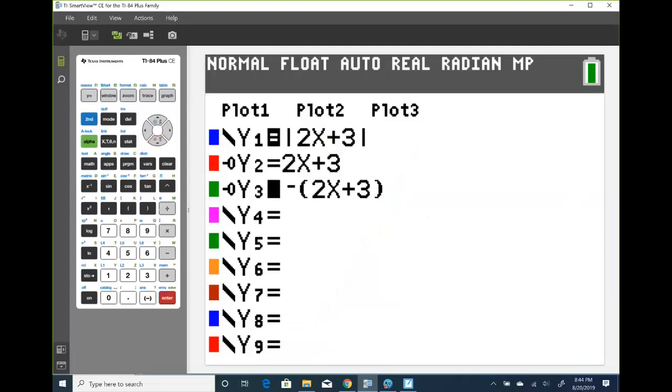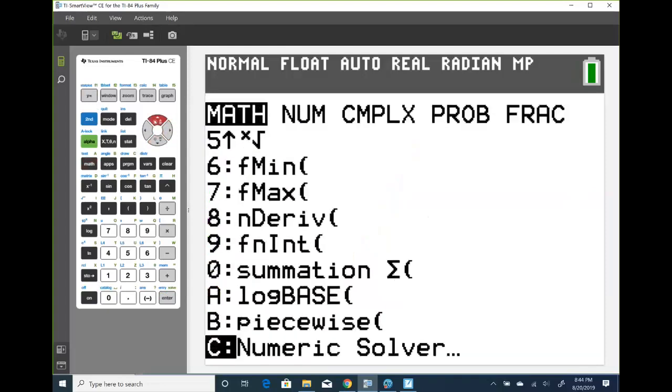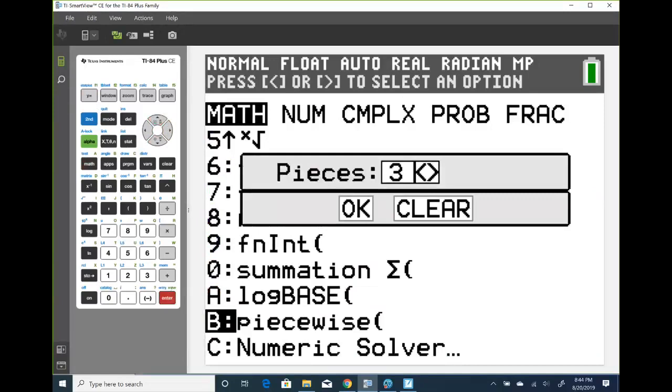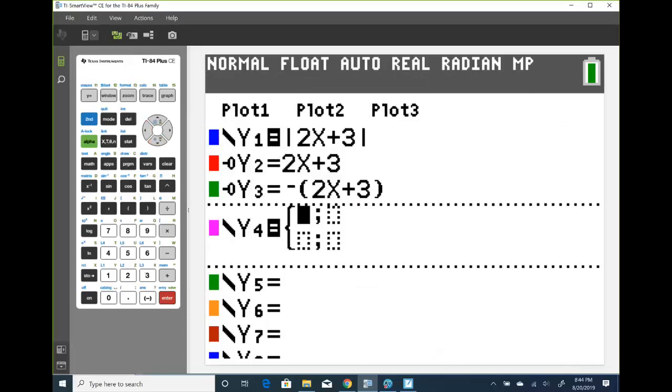Okay, piecewise graph. So let's take this absolute value and talk about it as a piecewise. Where can we find it? I'm going to hit math and arrow up. Letter B is piecewise, in case you didn't know that was there. You can go up to 5 pieces on the 84. I'm going to just use 2, and then type in the 2 equivalent expressions that I have here.